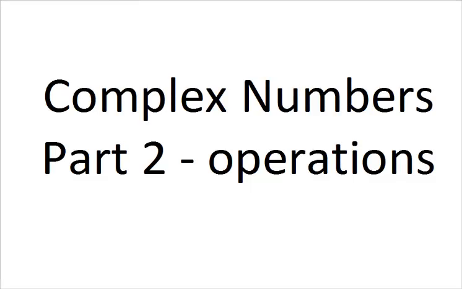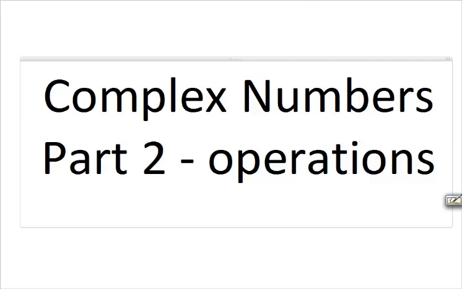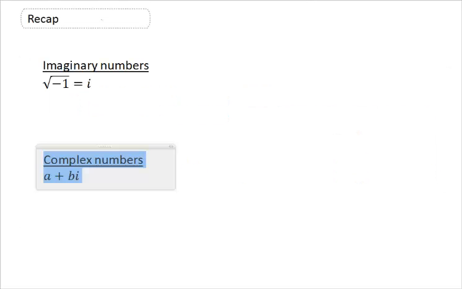Complex numbers part 2. So in the last video, we learned what an imaginary number is. We learned that the square root of any negative number simplifies now to be i. And we learned what complex numbers are. They are a plus bi, where a is our real number and b is our imaginary number. And we learned that we must write our answers in that format for the online homework to accept it.